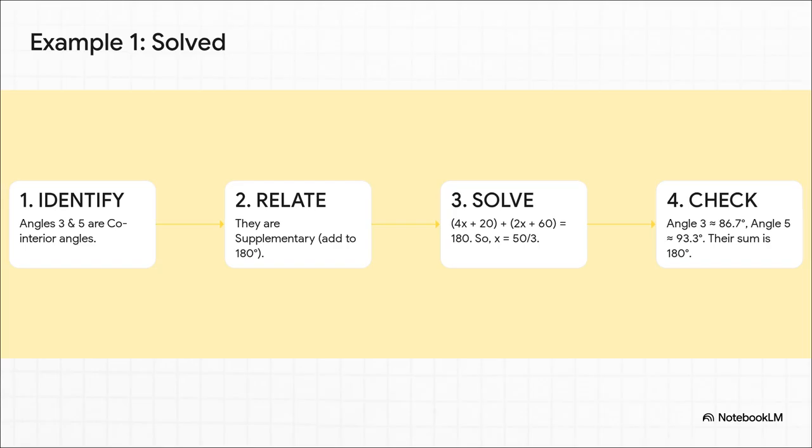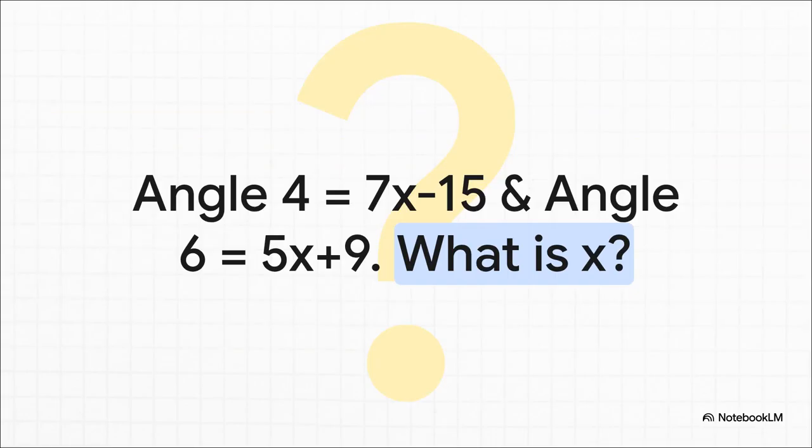Step 3, solve. Now we do the algebra. We build our equation: the first angle, which is 4x plus 20, plus the second angle, 2x plus 60, has to equal 180. Let's combine our terms. 4x and 2x give us 6x. 20 and 60 give us 80. So 6x plus 80 equals 180. Subtract 80 from both sides. That leaves us with 6x equals 100. Divide by 6, and you get x equals 100 over 6, which simplifies to 50 over 3. And you can always do a quick check, plug it back in, and you'll find the two angles add up perfectly to 180.